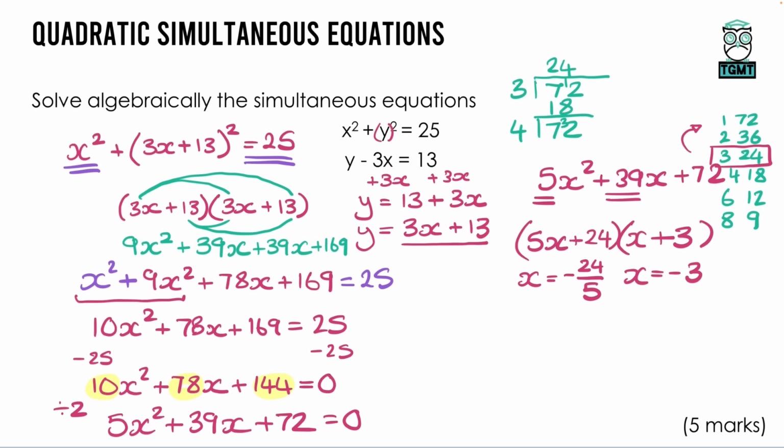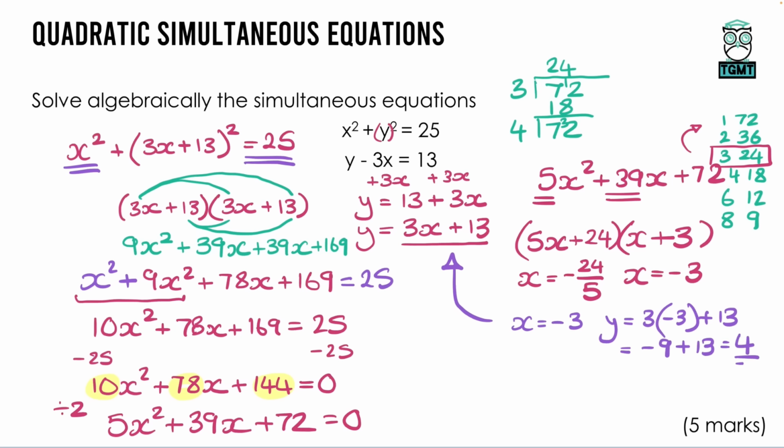So without a calculator, we have got some pretty horrible numbers that we have to deal with here. But we're going to follow it through. We know our equation is y is equal to 3x plus 13. Not so nice for the x is equal to -24 over 5, but if we start with x equal to -3, so when x equals -3, y equals 3 lots of -3, add 13. 3 lots of -3 is -9. Add 13 is equal to 4. So when x is -3, y is equal to 4.